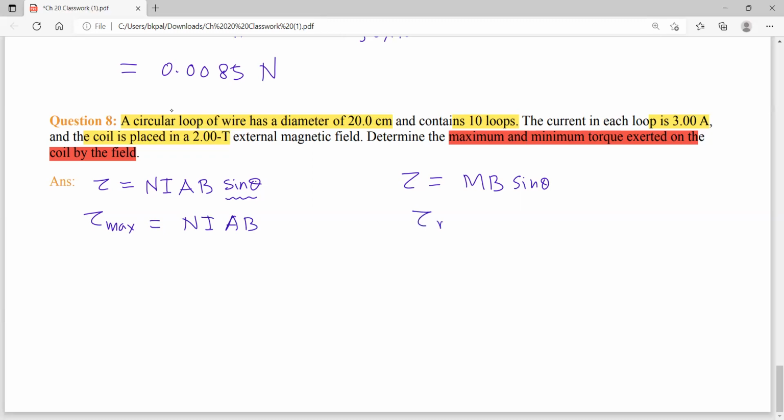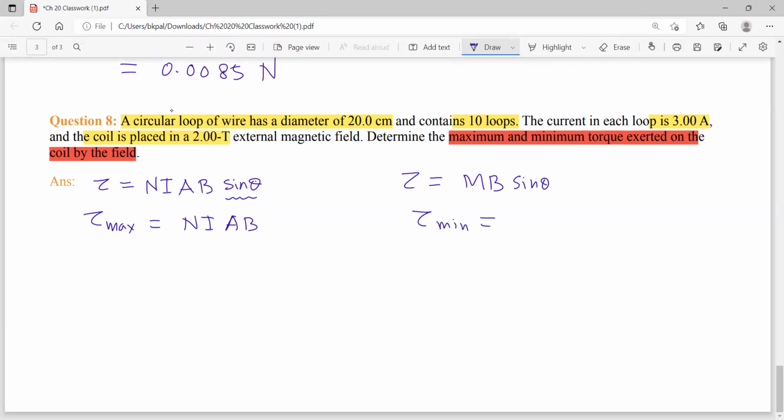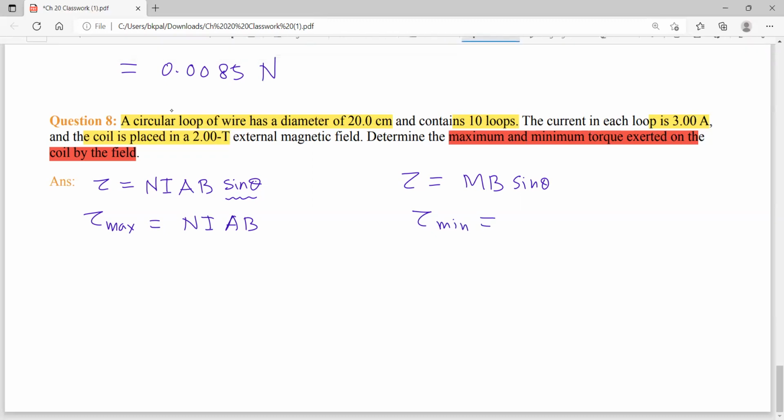And tau min will be when sine theta equals 0. So when sine theta equals 0, tau min will be just 0. So tau min is equal to 0, tau max is equal to this. Now N is equal to 10 loops. I is 3 amp.